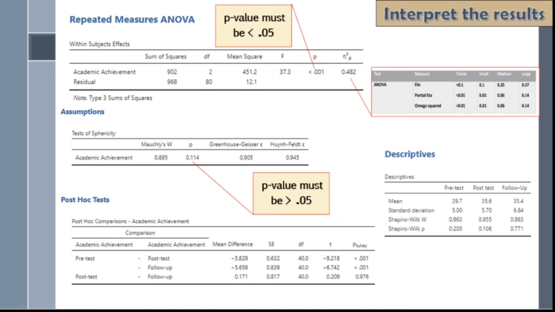First, you'll compare pretest versus post-test. Then examine the p-value if it is significant, with less than 0.05. Next, you'll compare pretest versus follow-up. Again, look at the p-value. Same goes with post-test versus follow-up. For the descriptive statistics, report values for mean and standard deviation.